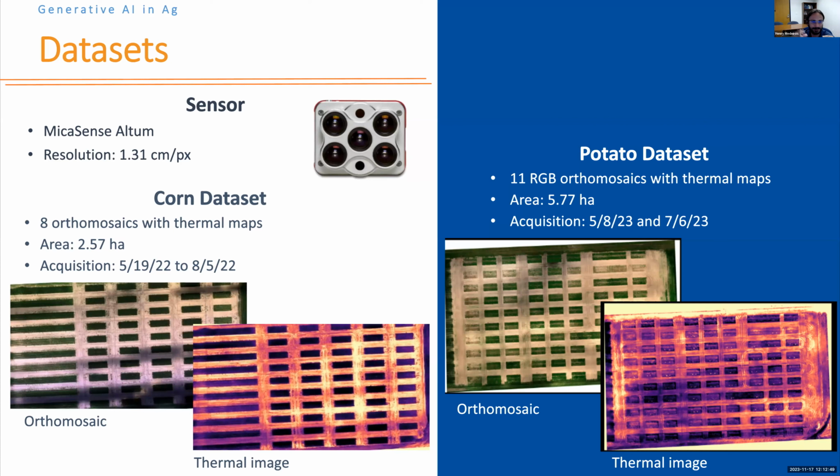The paired orthomosaic and the thermal image. So there are two different crops. One is corn, the other is potato. For the corn data set, we have 8 orthomosaics with the corresponding maps. And then for the potato data set, we have 11. Actually, strictly speaking, we have, I believe, 10 and 14 or 11 and 14, yeah.